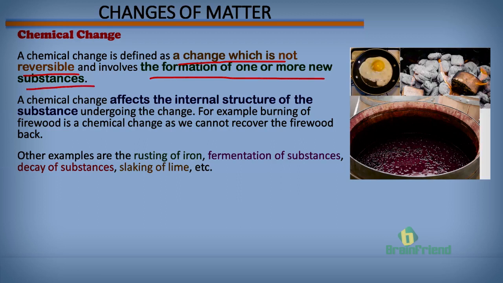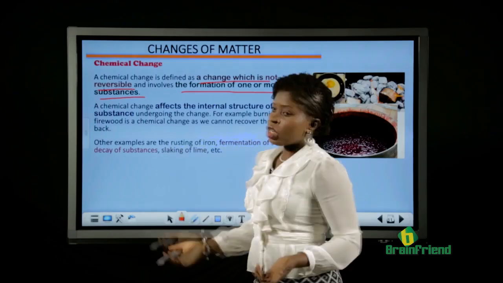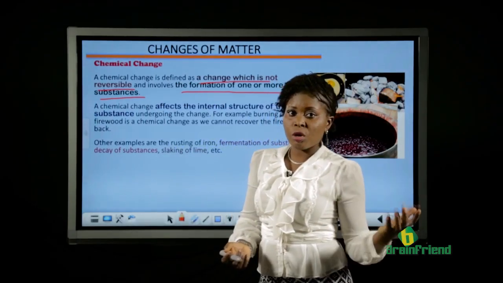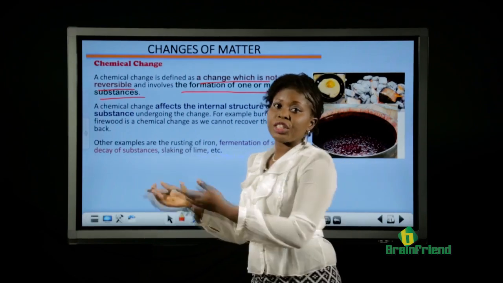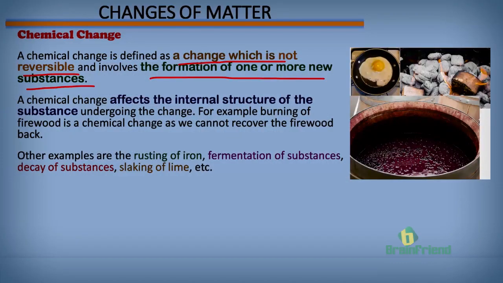Remember the example of wood we gave. It's actually a chemical change because a new substance has been formed. The wood has gone from being wood to being what? Charcoal. Okay? And it is not reversible. You cannot get that wood from the charcoal again. You cannot reverse that reaction.